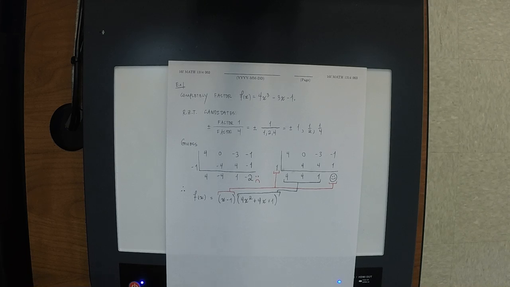Okay, so any question about getting to this position? Okay, so now, have we answered the question? No, we haven't answered the question. Why? It's not completely factored. We have yet to factor that quadratic.